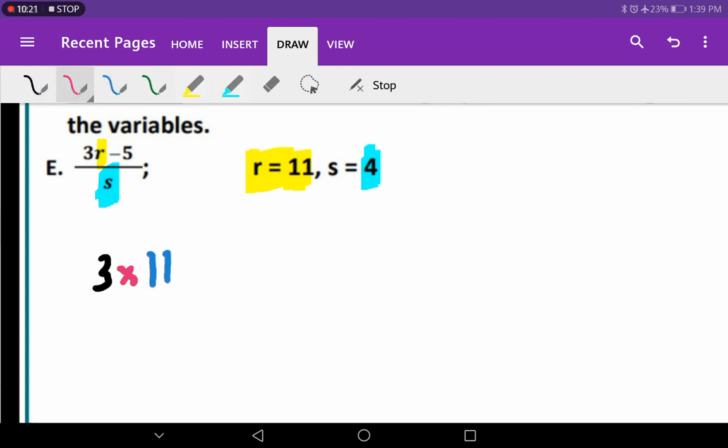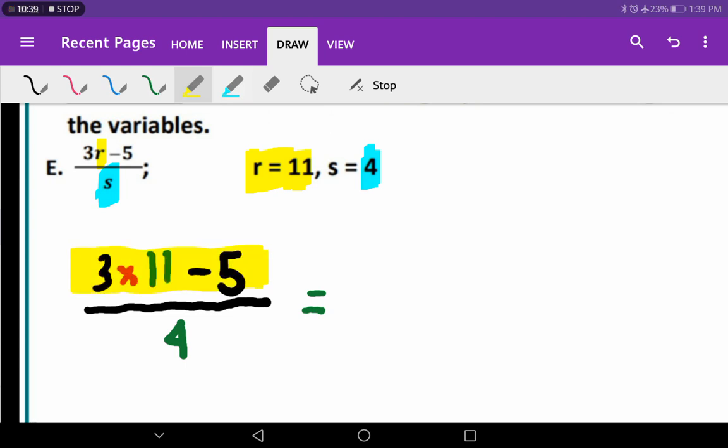Negative 5 from before. Let me write it in black. Over or divide by S, which is 4. Beautiful. Equal. Don't hesitate. Finish up, then divide by 4 at the last step.